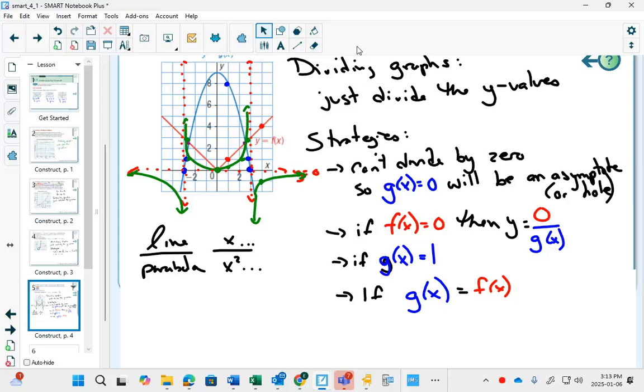So with the questions at the end of this section, make sure you try question 1. There's going to be 1, 2, and 3. And like I said, the one graph is going to have a hole in it.